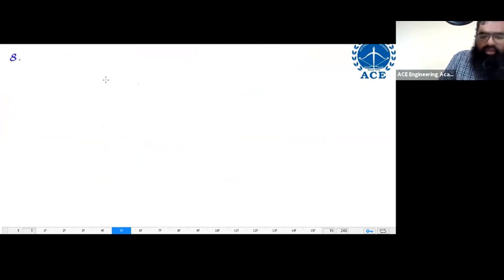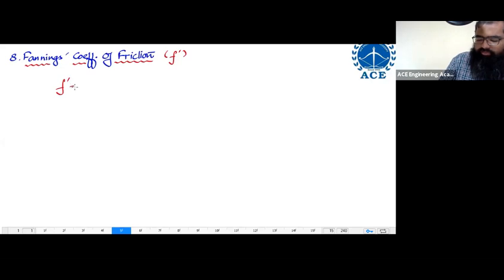The 8th one. I'm going to start with Fanning's coefficient of friction. I would ask you to straight away remember the formula. This is represented by F prime. The formula for Fanning's coefficient of friction, F prime, is equal to 16 upon Reynolds number. In laminar flow, it is 16 upon Reynolds number.